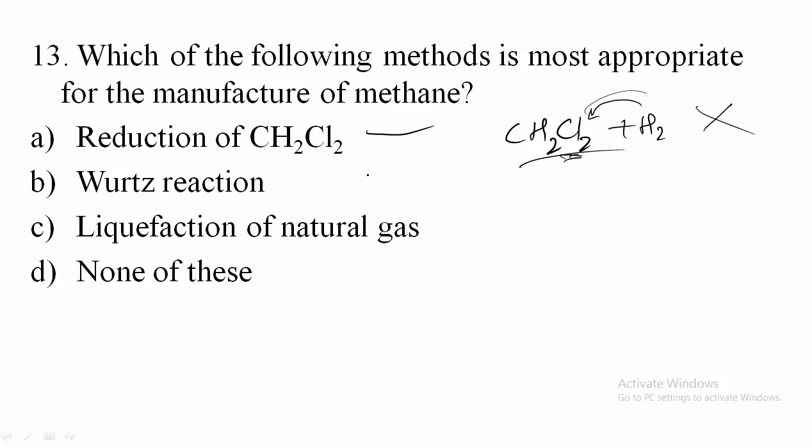And Wood's reaction is not applicable for methane since it consists of only one carbon. So this is also not an appropriate method. Then liquefaction of natural gas. So natural gas mainly consists of methane. So by the liquefaction of natural gas, we can manufacture methane. So option C, this is the most appropriate method to manufacture methane.